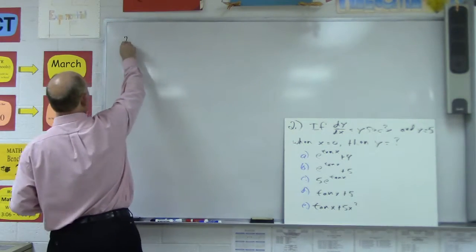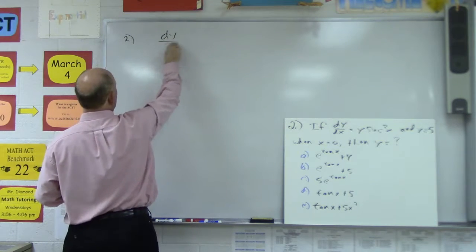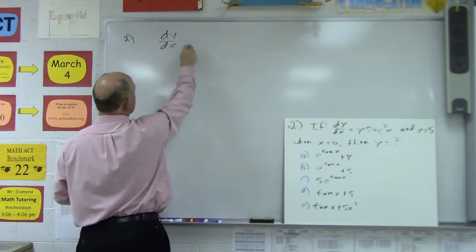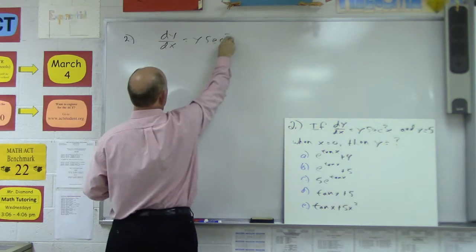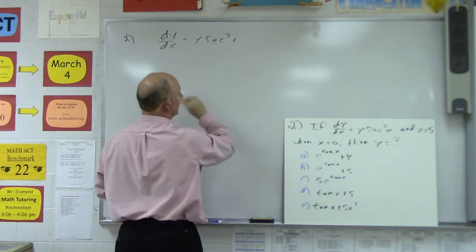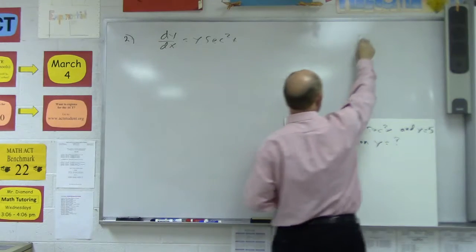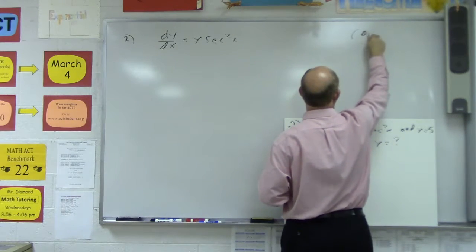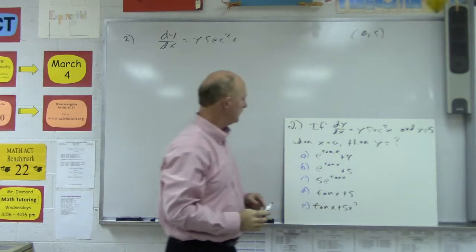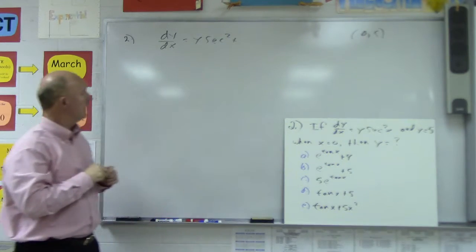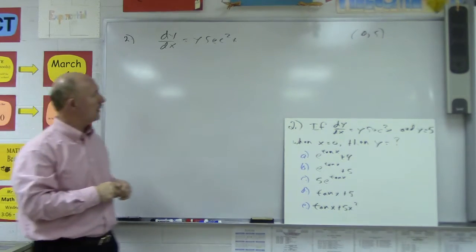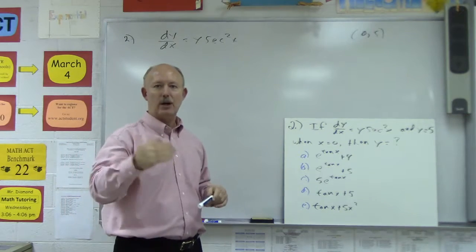Now, this is problem number 2. Let's write our differential equation. So dy over dx equals y secant squared x. There we go. Now let's see, we're given y is 5 when x is 0. I'm going to list this as an ordered pair here, so (0, 5). Okay, and we'll use that point now to get our constant of integration and to get our particular solution to our differential equation.